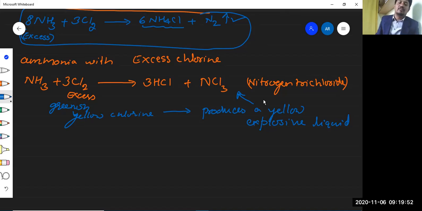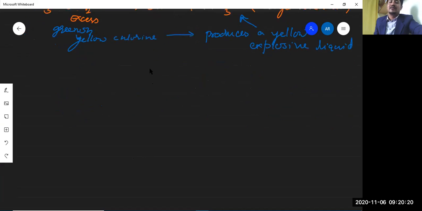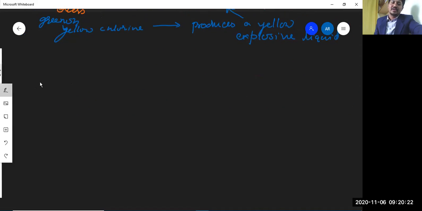So this is about the reducing action of ammonia with chlorine and ammonia with some metallic oxides. Now finally, the last topic of this chapter is the test for ammonia. How to test ammonia? A very simple way. You have to remember, when we bring a rod dipped in ammonia near HCl, that produces dense white fumes. That is one chemical test to test ammonia gas.